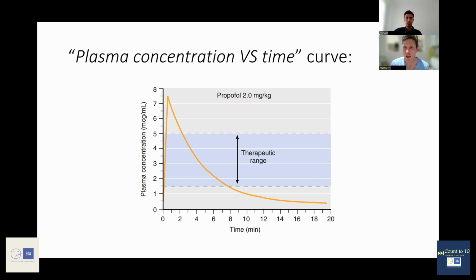Now, the second equation is the clearance equation. Clearance equals rate constant multiplied by V1. The K is the rate constant. It tells you how quickly that negative exponential washout curve occurs.